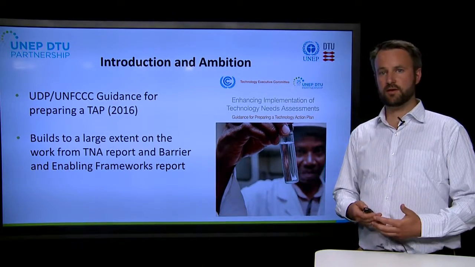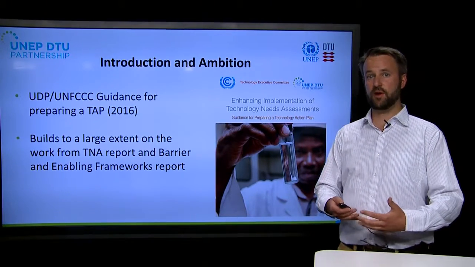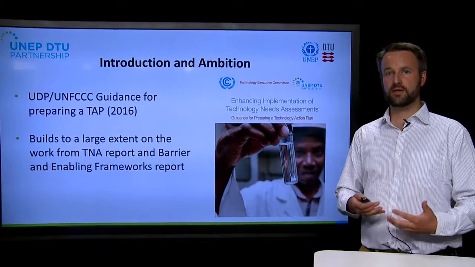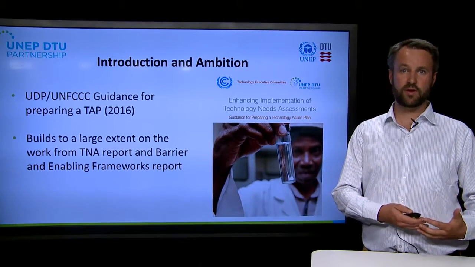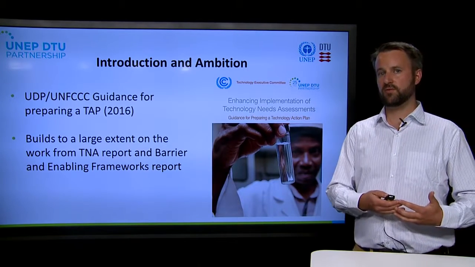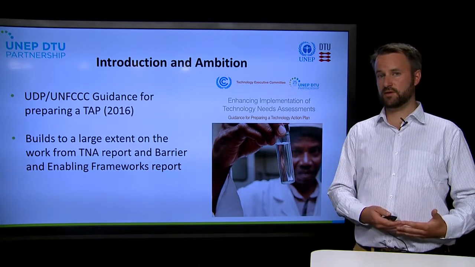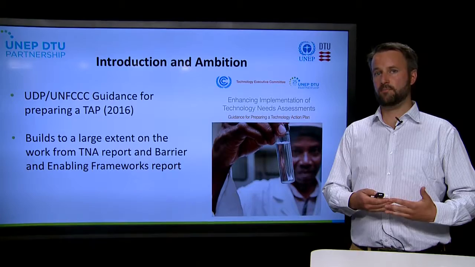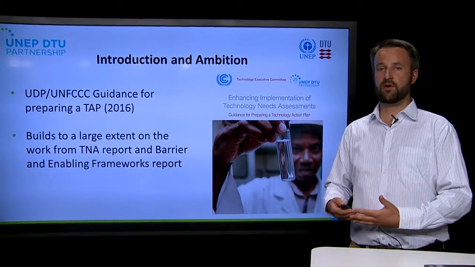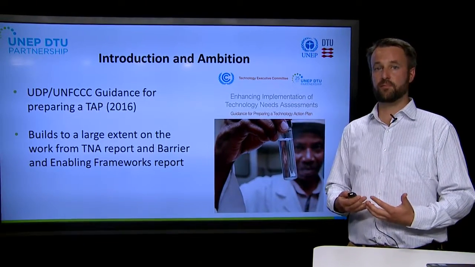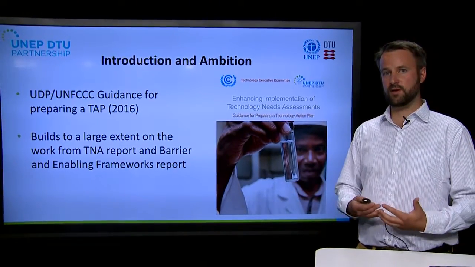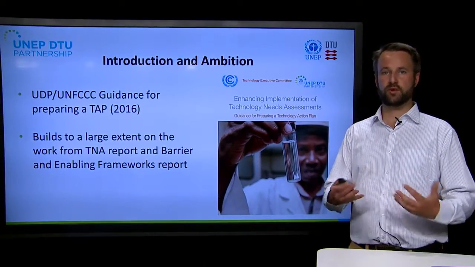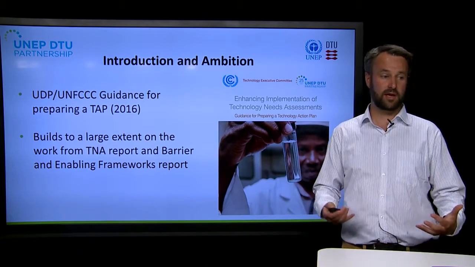But broadly speaking, the technology action plans themselves are a summary and synthesis of the work already completed under the first two steps of the TNA, the technology prioritization and the barrier analysis and enabling frameworks, i.e. the analysis of the markets for each technology. And it's a way of summarizing and synthesizing those conclusions and repackaging them as an action plan.